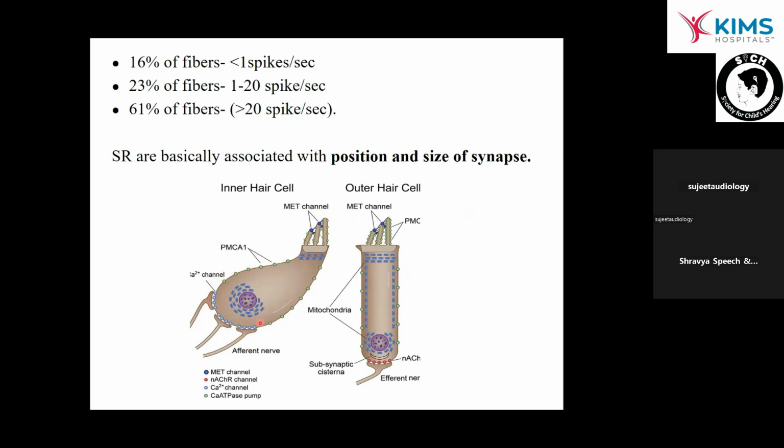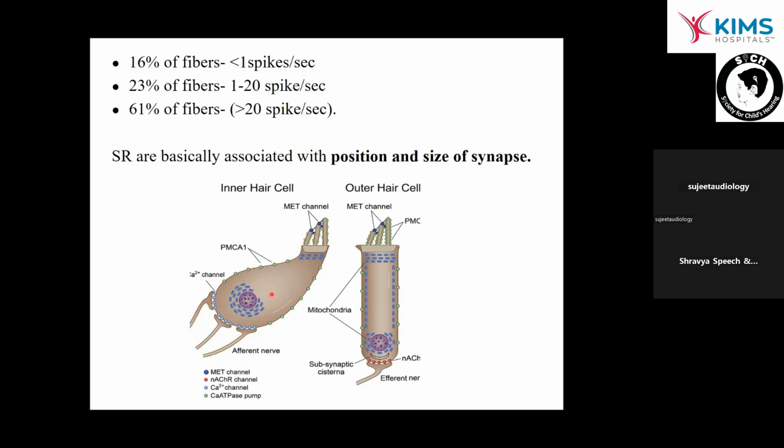Now if you go by the rule of gravity, what will happen is if there is a release of ions here, which you can see in blue color, there will be more release of ions in these neurons compared to these neurons, because this is facing the gravity more compared to these neurons. So naturally, these neurons will be your high spontaneous rate fibers and these neurons will be your low spontaneous rate fibers.